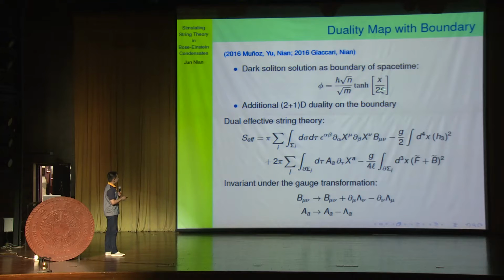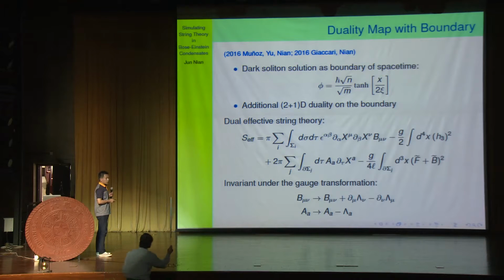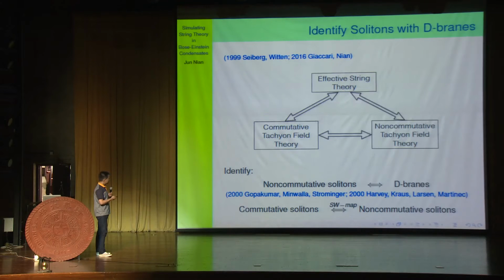One is we consider the dark soliton solution as a boundary spacetime. The second ingredient is previous people have done the 3+1 duality, and we found the two forms being new. And because we have the boundary, we can do 2+1 duality on the boundary, then we get one form. And then we just get this string theory action. It's a standard string theory action in the presence of the D-brane with additional field strength term. And it's gauge invariant.